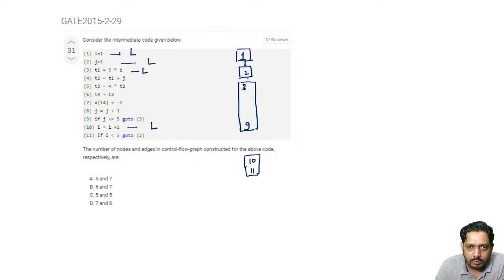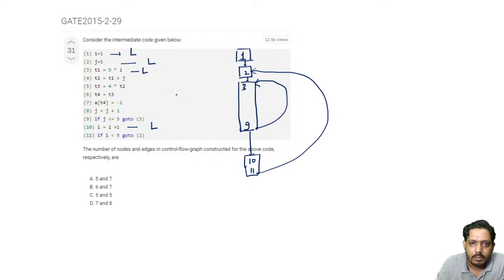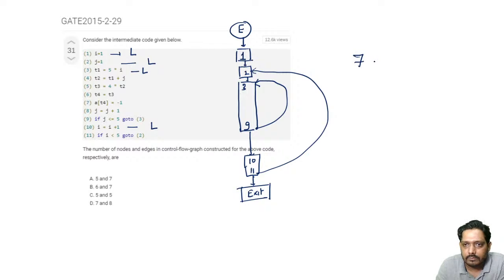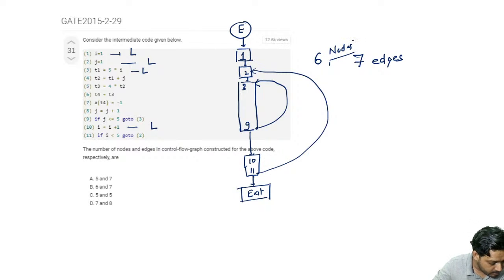The flow will be like this: 1, 2, and then this flow. Then we have a go to statement number 3, so we will add this one, and 11 is having go to 2, so we'll add this one. One edge is for entry and one edge is for exit. Those two nodes are important and you have to add them. Then the edges are 1, 2, 3, 4, 5, 6 and 7, so there are 7 edges, and the number of nodes is 1, 2, 3, 4, 5 and 6. So 6 nodes and 7 edges. That is the answer. B is the answer.